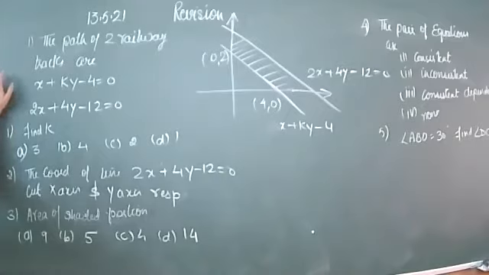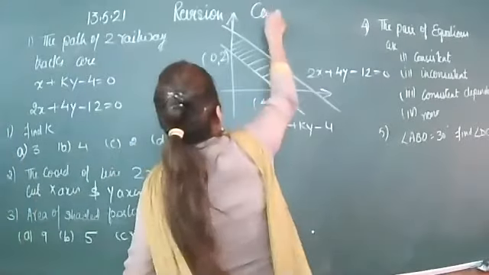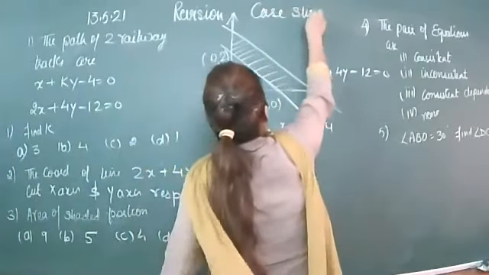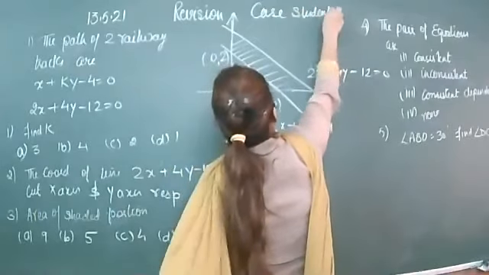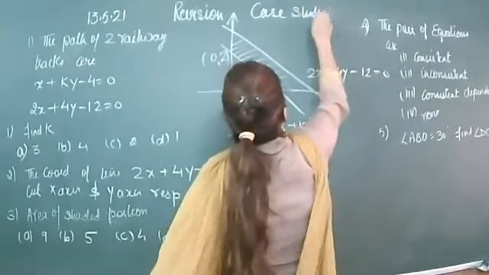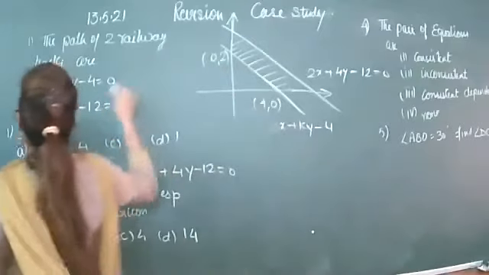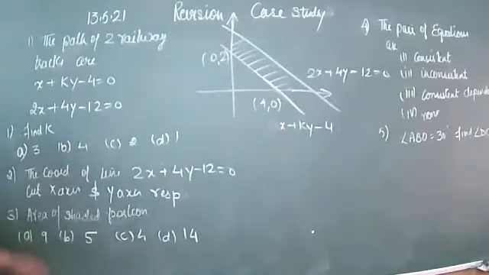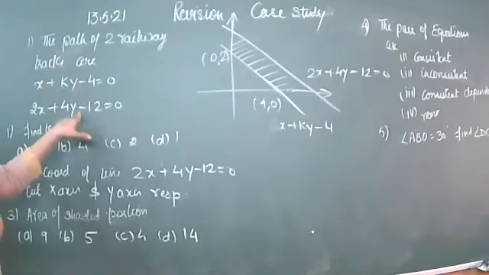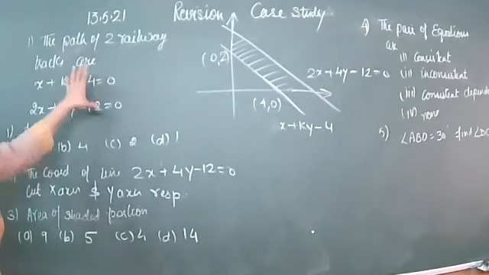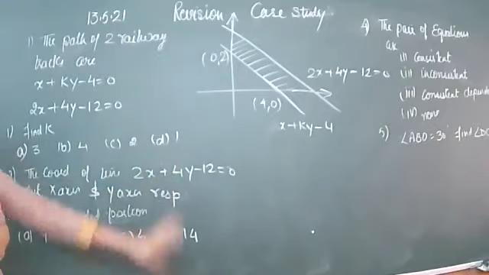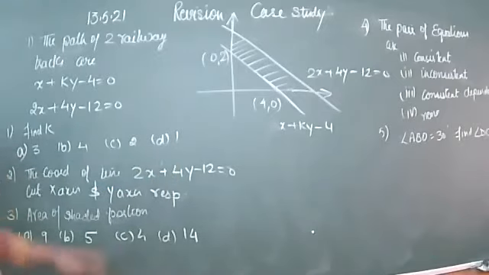We are going to start with the case study of the chapter Pair of Linear Equations. Beta, in the case study, you are given some condition and you have to answer the following questions. The questions will depend upon the concepts that we have already done in the chapter, but the statement that you have to use is the statement given above. And the concept will be the same that we have already discussed in the chapter.